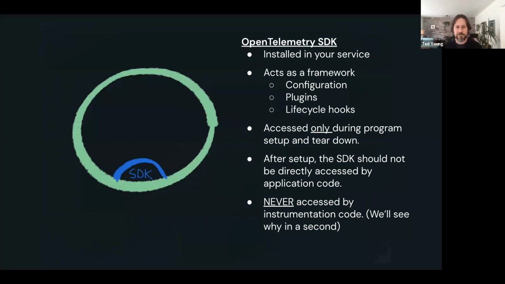So if this green circle is your service, to install OpenTelemetry, the part that you install is called the OpenTelemetry SDK. That's basically the client that you would install. And that thing is a framework, so it offers a lot of plugins and lifecycle hooks. So you can add your own exporter, export in different data formats, things like that. And when people offer client distros, they tend to take the SDK and just wrap it up in some of that configuration.